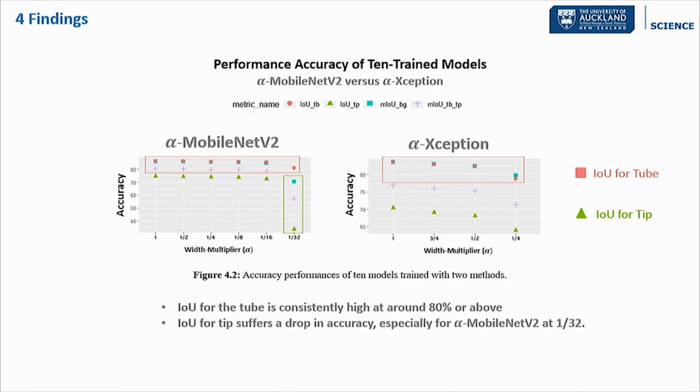And we can see that for the larger tube region, actually all of the models have a good performance, many of them above 80 or even 85, or close to 80. But when it comes to the IOU for the tip region, which is smaller in the image, all of the models suffer loss in accuracy, but to different degrees. It is especially obvious when the alpha is reduced to 1/32, which is quite small, in the alpha MobileNet v2.